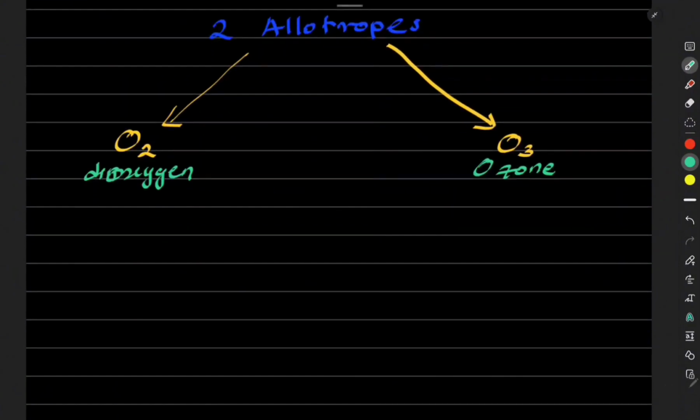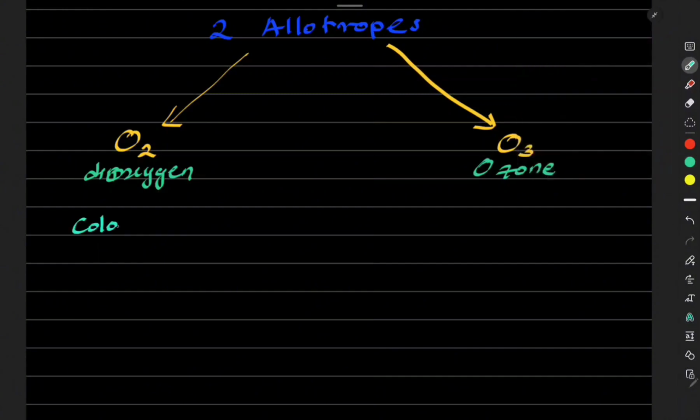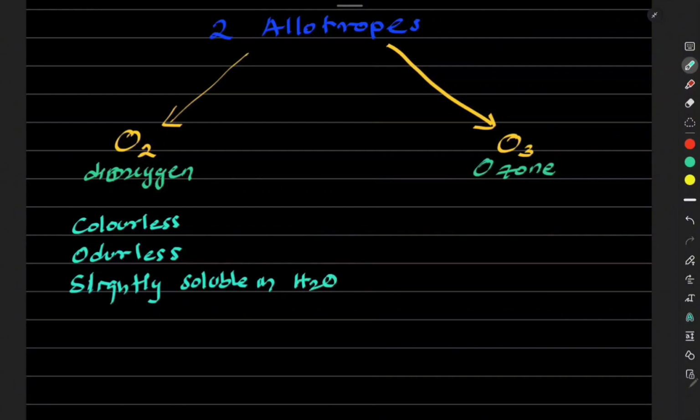Oxygen is a colorless gas, and it is also odorless. Oxygen is slightly soluble in water. Let's draw its diagram. This is the structure of oxygen, O2.